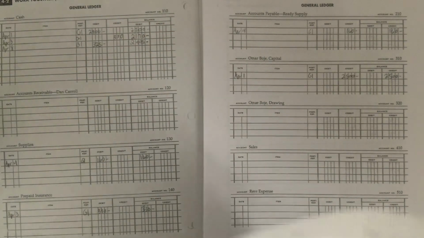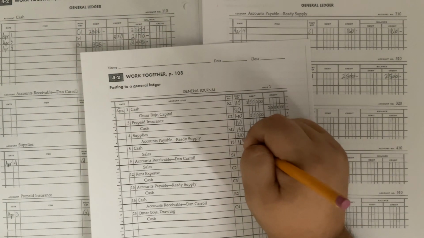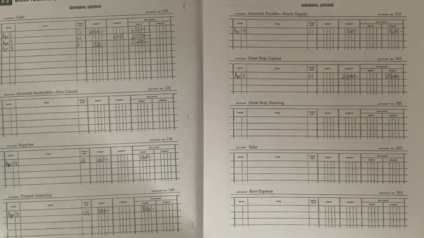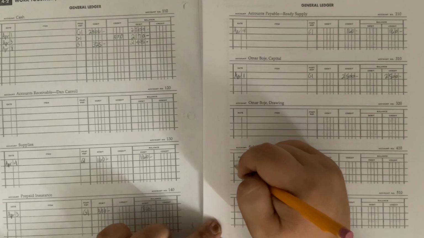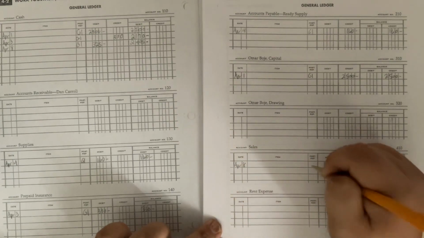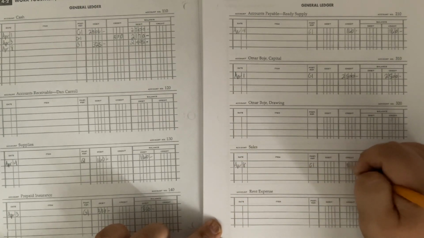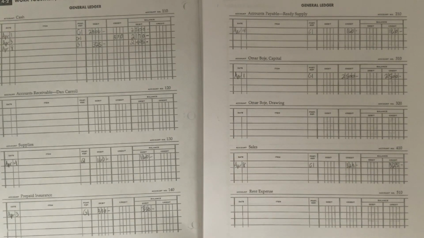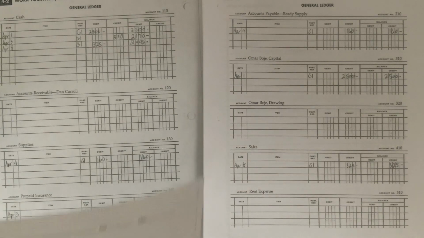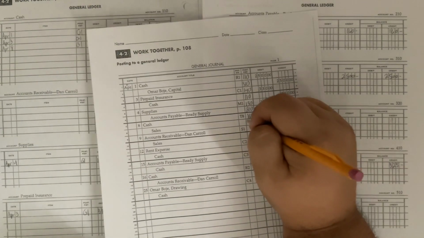Account 110. Then we go to sales. And again, this is April 8th, G1, it's your credit of 325, gives you a balance of 325 as it's the first one. Account number 410.